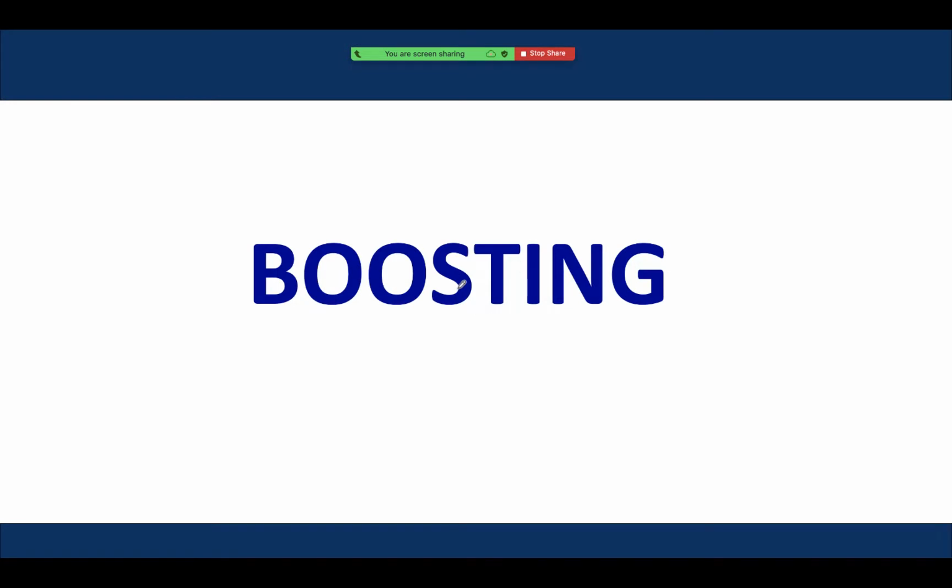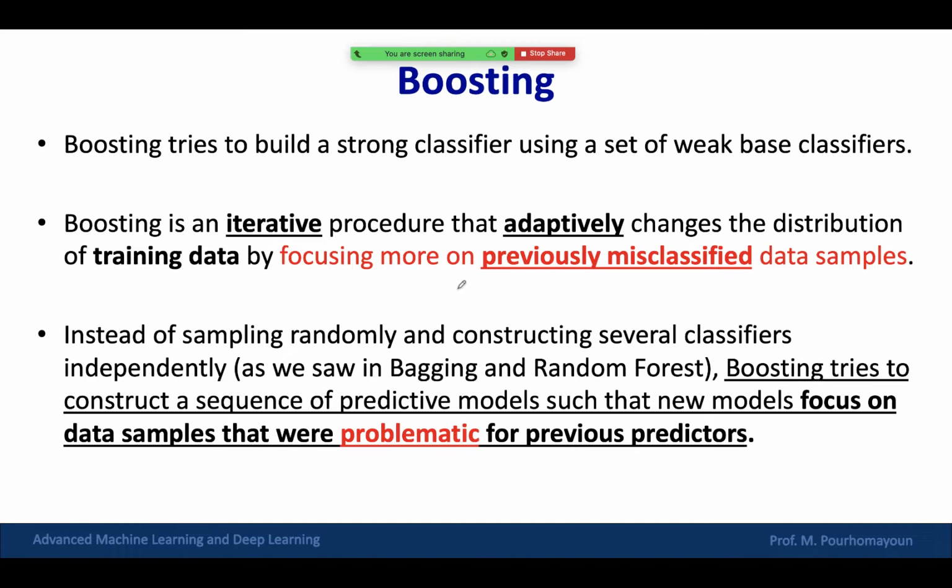Boosting. Boosting tries to build a strong classifier using a set of weak classifiers in an iterative, adaptive method that changes the distribution of your training data over time by focusing more on previously misclassified data samples. So this is an iterative method and this is an adaptive method. It keeps working on the data based on the past results.